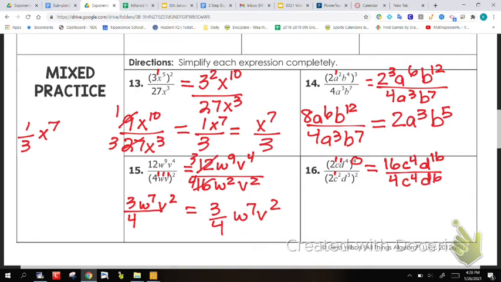Now I'm going to use my quotient rule. 16 divided by 4 is 4. c to the 4th divided by c to the 4th is c to the 0. And remember, those cancel out to 1, the number 1, and when you multiply with 1, it doesn't do anything. And then d to the 16th divided by d to the 6th, subtract your exponents, is d to the 10th. So with the mixed practice, be real careful. The order that you go in does matter.